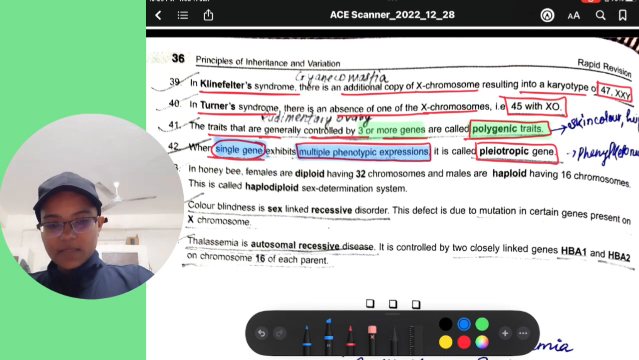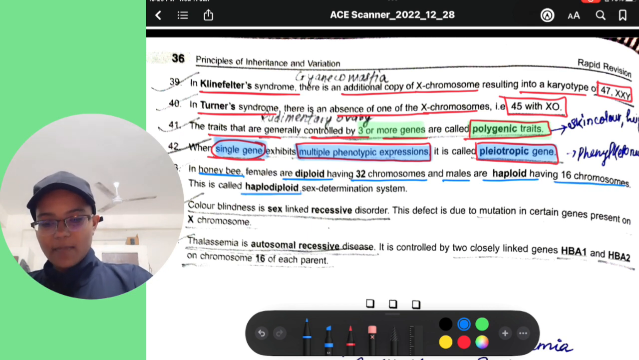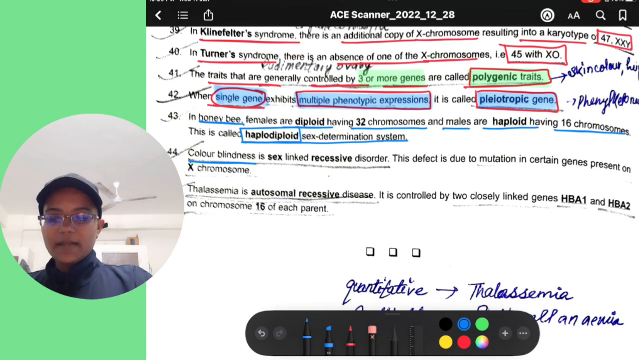A single gene with multiple phenotypic expressions is called a pleiotropic gene. In honeybee, females are diploid having 32 chromosomes and males are haploid having 16 chromosomes. This is called the haplodiploid sex determination system. Color blindness is a sex-linked recessive disorder.